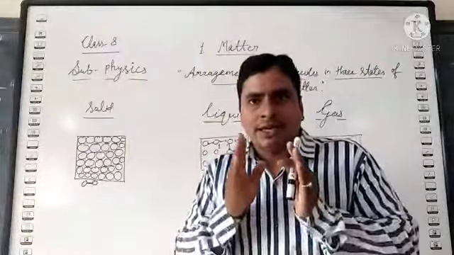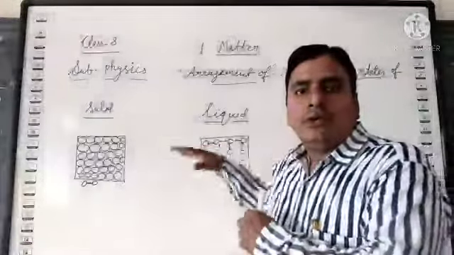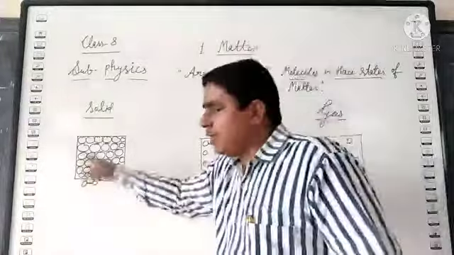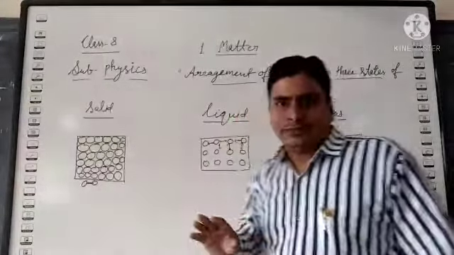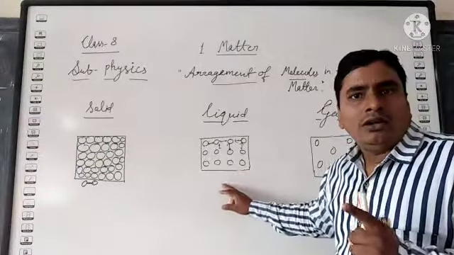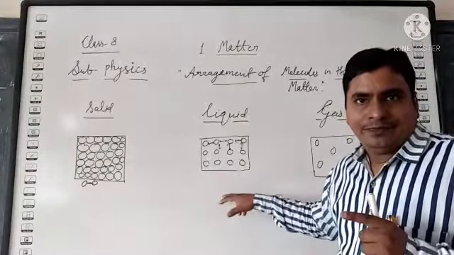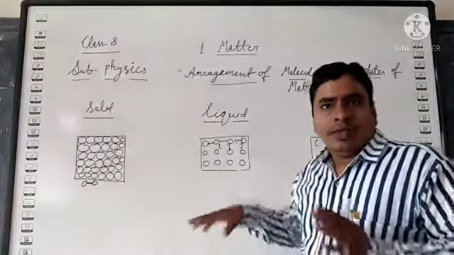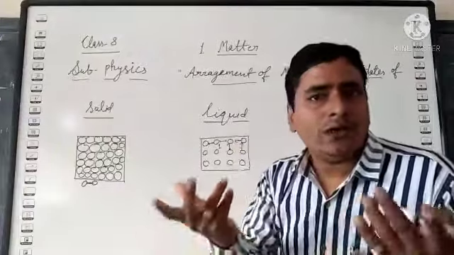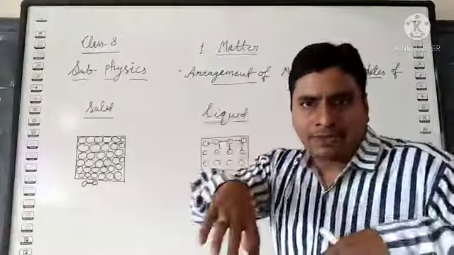Okay students, clear? A liquid can easily flow, but a solid cannot flow. A liquid has only definite volume, not definite shape, because it can easily occupy the shape of the container or vessel in which it is kept.